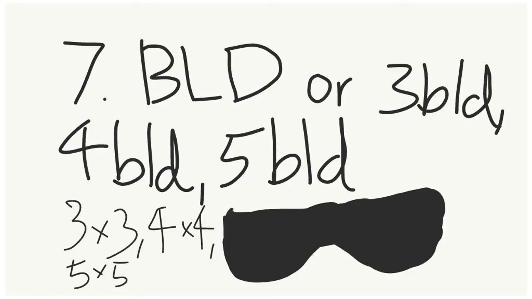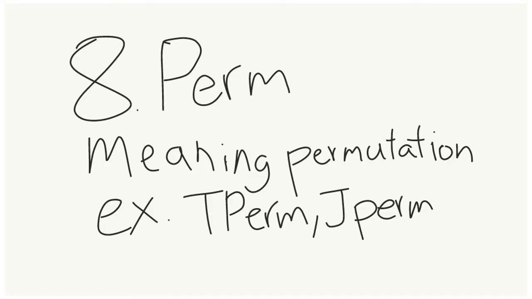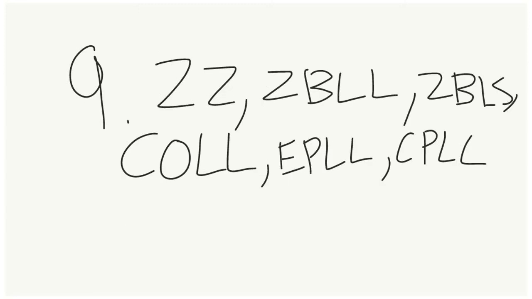Blindfolded, BLD, or 3BLD, 4BLD, 5BLD, it depends on what event you do. It's basically blindfolded, but they add the N by N number in front of BLD, so you know what event it is. So perm is basically permutation, but there's T permutation or T perm, or J permutation, J perm. So that's 2 examples, or F perm, something like that. That's a permutation.